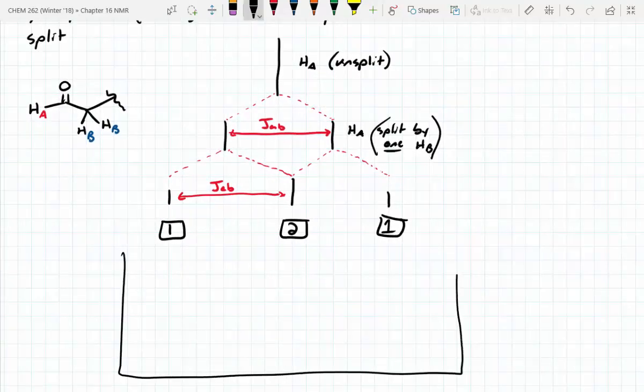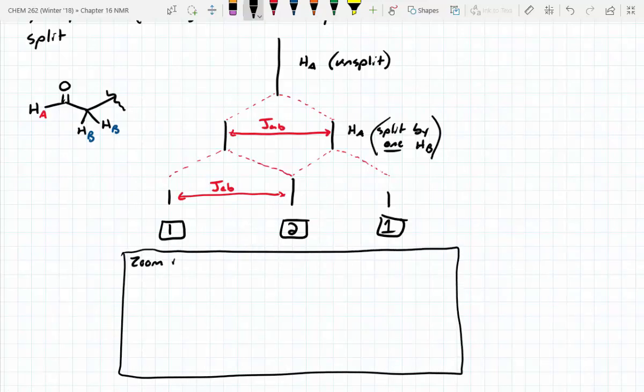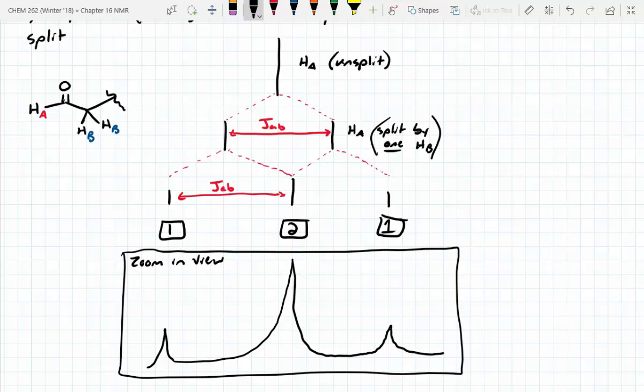I'm going to draw you a zoom in view. The first little peak on the side will probably look like that, and then it'll go over, and then you'll have a big peak right here. Oh, shoot. Try this again. And it'll look like that.